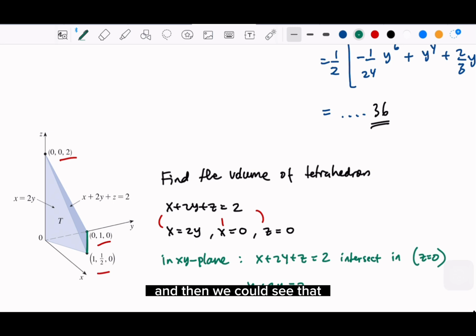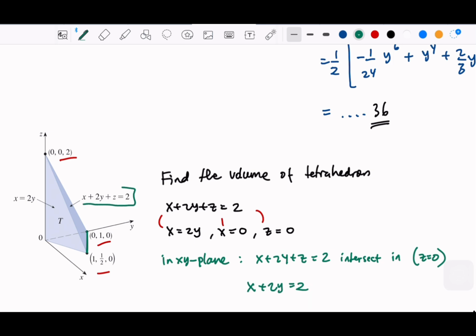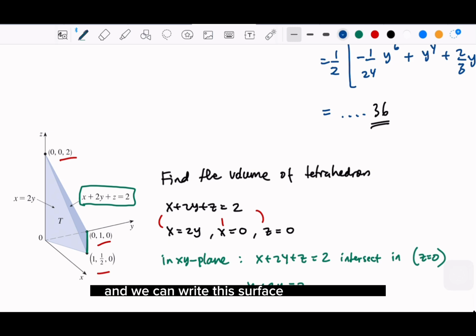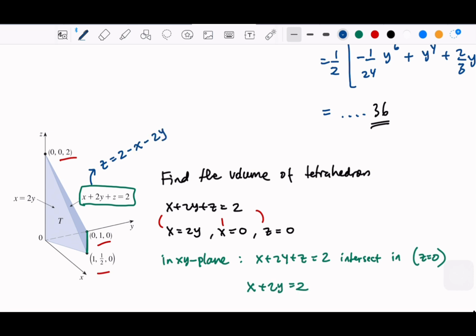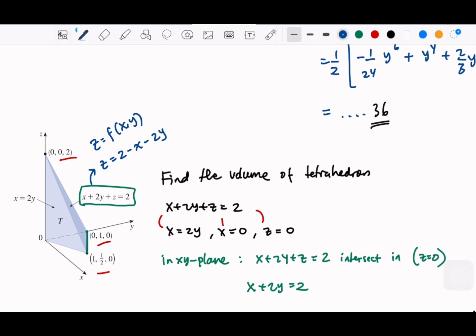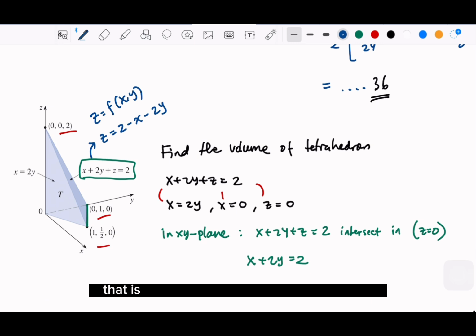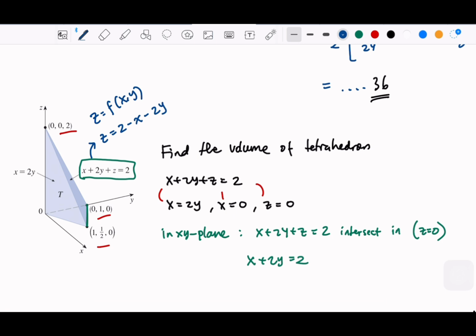And then we could imagine the surface, let's say we take the surface as this surface here, and we can rewrite this surface as z equals 2 minus x minus 2y. Okay. And we could imagine z as a function of two variables x, y. Okay, we could imagine z as a function of x, y. So we are going to focus on the projection that is this one, the triangle on the bottom, as our area.